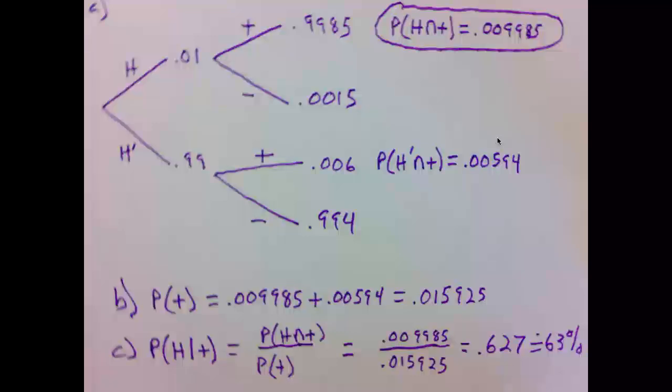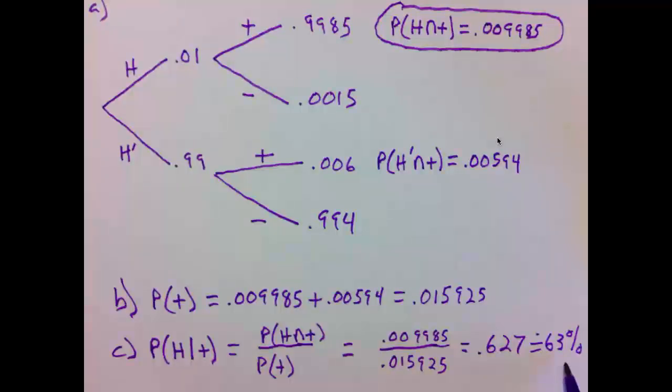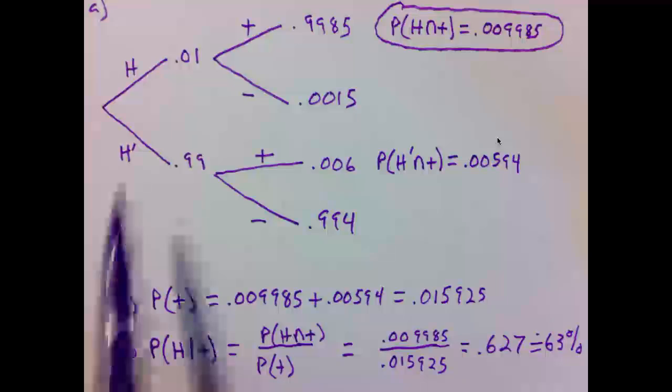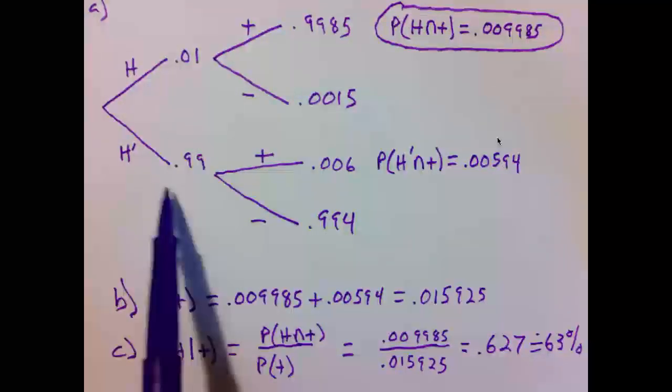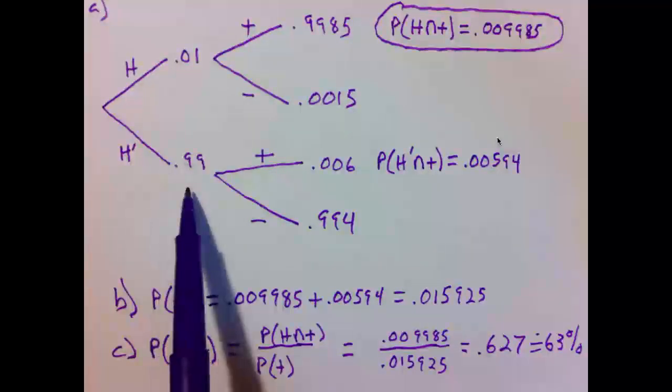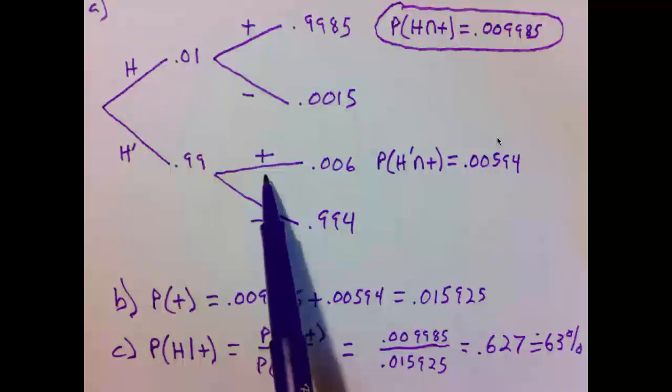Alright, so what we see is, given that you return the positive result, there's only a 63% chance that you actually have the virus. Startlingly enough, 37% of the people that come back with a positive result don't have the virus. So that's a little bit scary to think about, even though the test is so accurate, because most of the population does not have the virus, of course we're going to get many false positives.